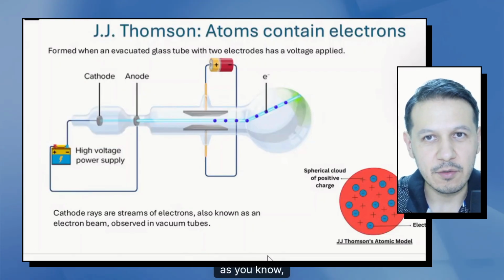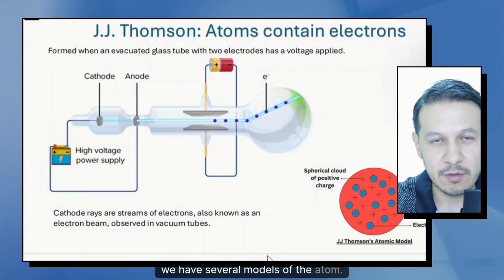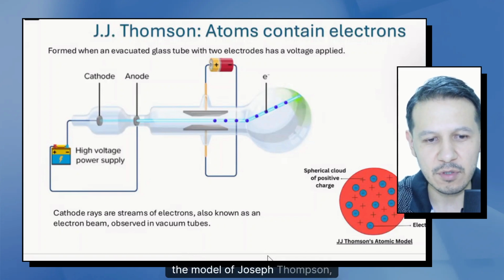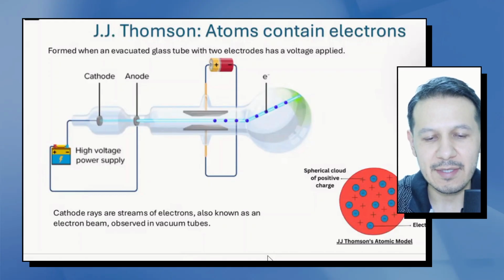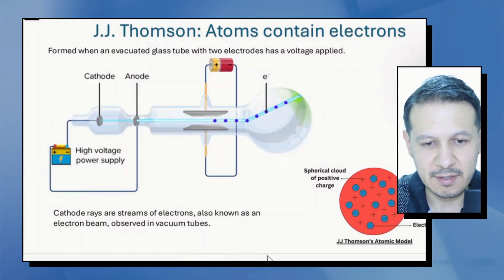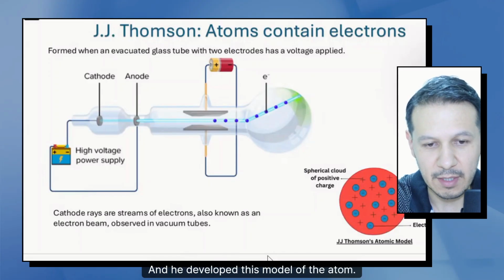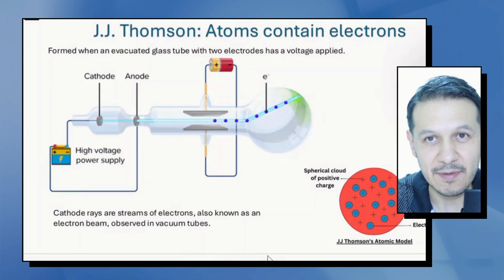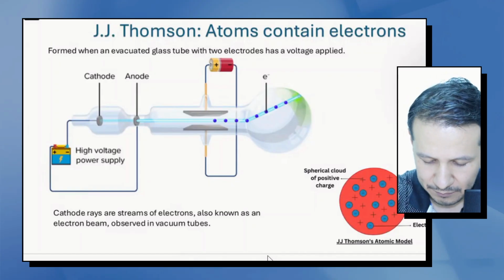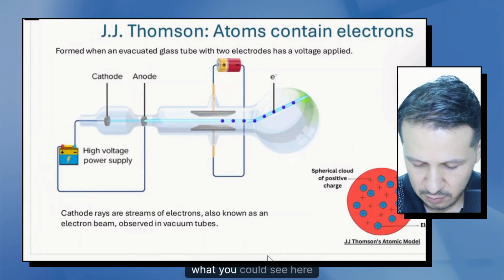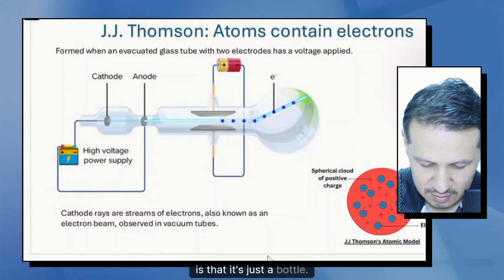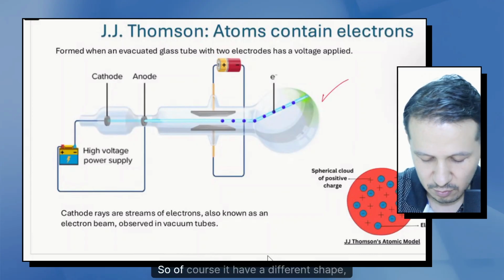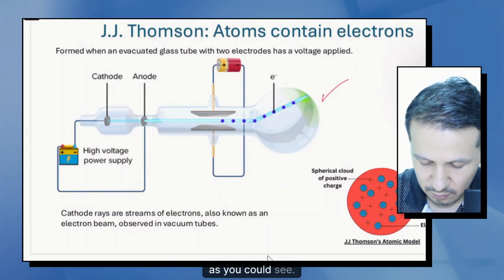Okay, guys, as you know, we have several models of the atom. Another model of the atom is the model of Joseph John Thomson. This scientist, a physicist, developed this model of the atom. First of all, it was in 1897 when he set up this experiment. In this experiment, what you can see here is just a bottle. Imagine just a bottle of gas. Of course, it has a different shape, as you can see.